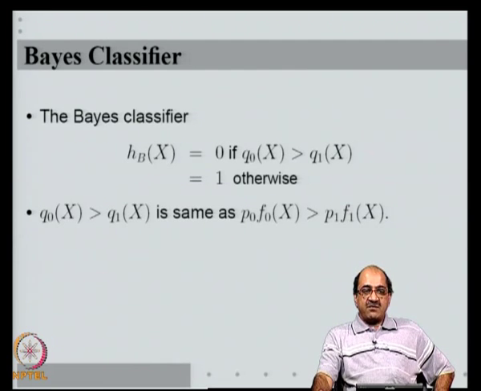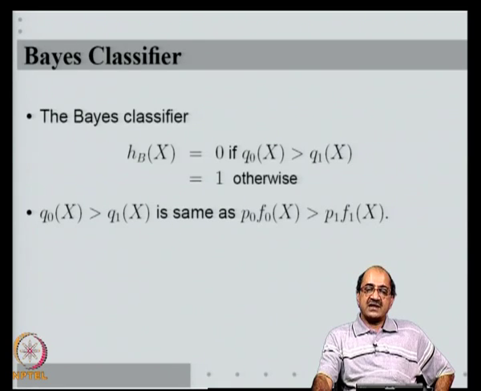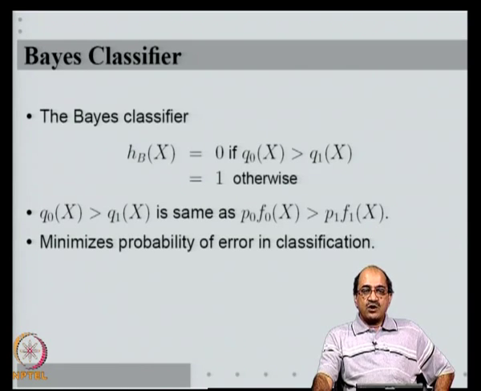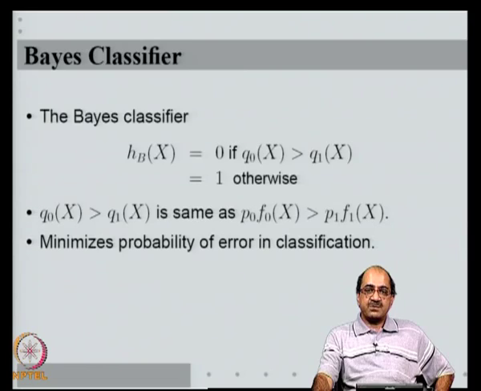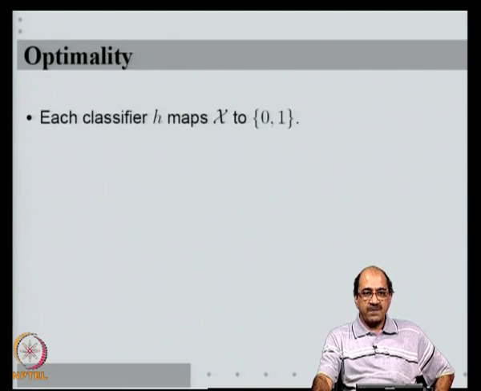From our Bayes theorem, we know that checking Q0 greater than Q1 is the same as checking P0 F0 greater than P1 F1. So, all we need are class conditional densities and prior probabilities. And we are going to show that the Bayes classifier minimizes the probability of error in classification. Let us go through the simple proof.